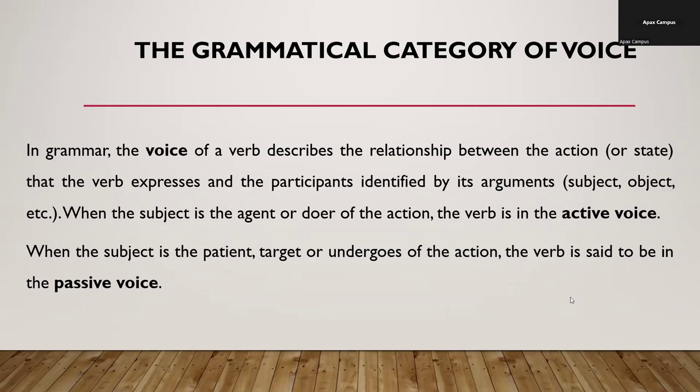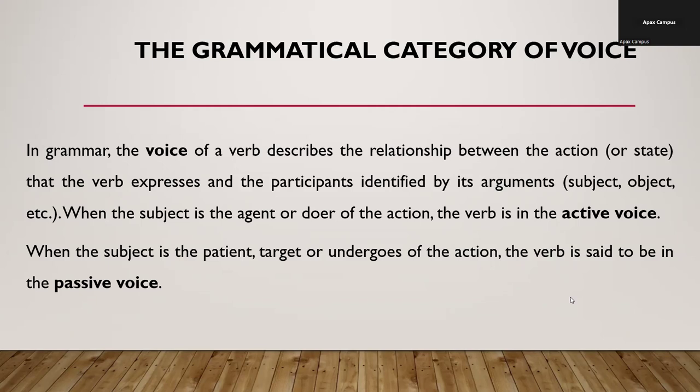If you just think that you don't have an idea about, for example, active, passive, or any mood, then it is your responsibility and duty to go for further information and read more and be more and more familiar, right? I'm introducing the grammatical categories here only. Now, this is the next grammatical category called voice.